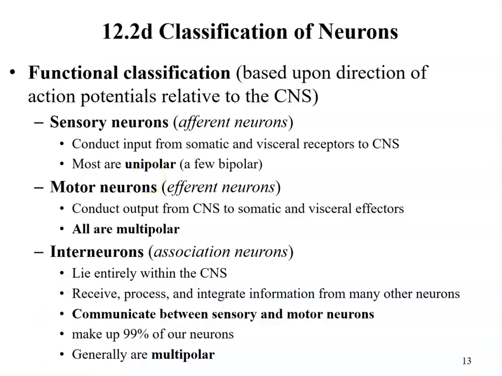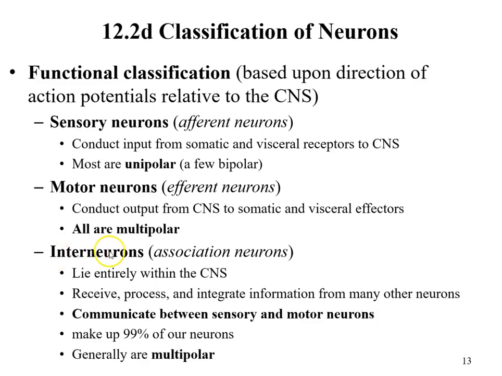All right, and then we have functional classification, and this is going to be based upon direction of the action potentials relative to the central nervous system. So sensory neurons or afferent neurons, these are going to conduct input from the somatic and visceral receptors to the CNS, okay, so conducting input to the CNS. Most of these are going to be unipolar neurons. Motor neurons, these conduct output from the CNS to the somatic and visceral effectors. Okay, so efferent neurons are going to the effectors. All of these are going to be multipolar neurons.